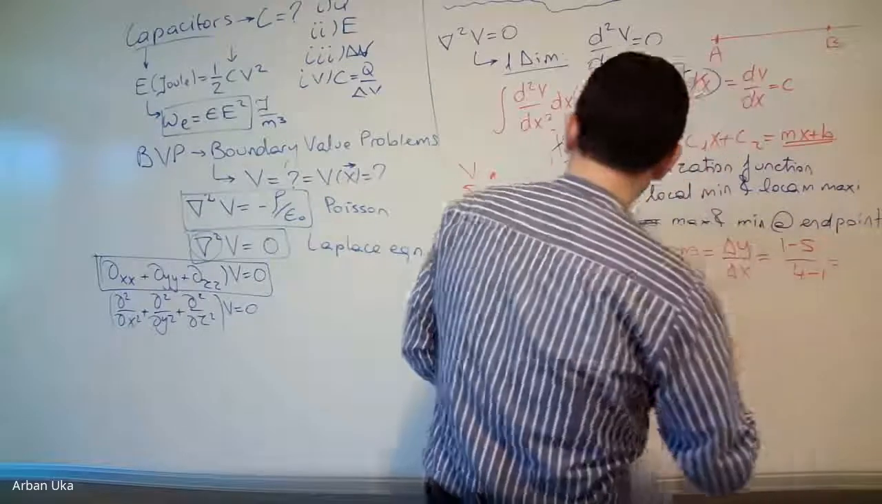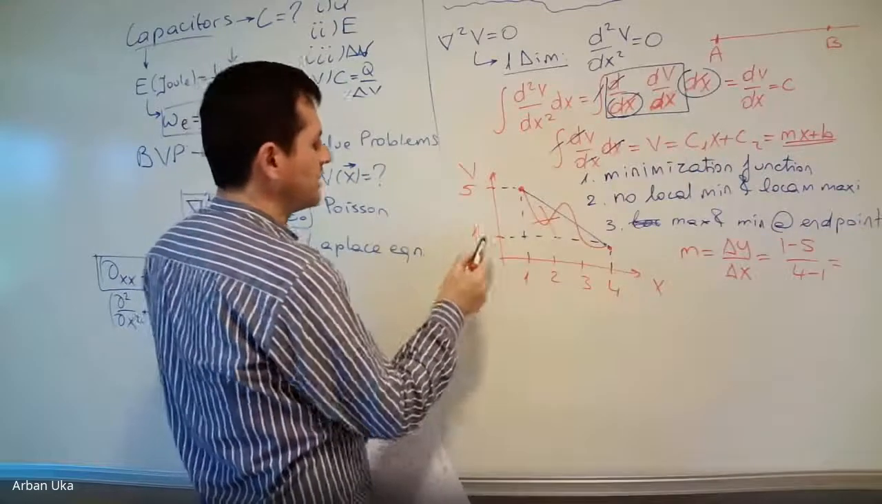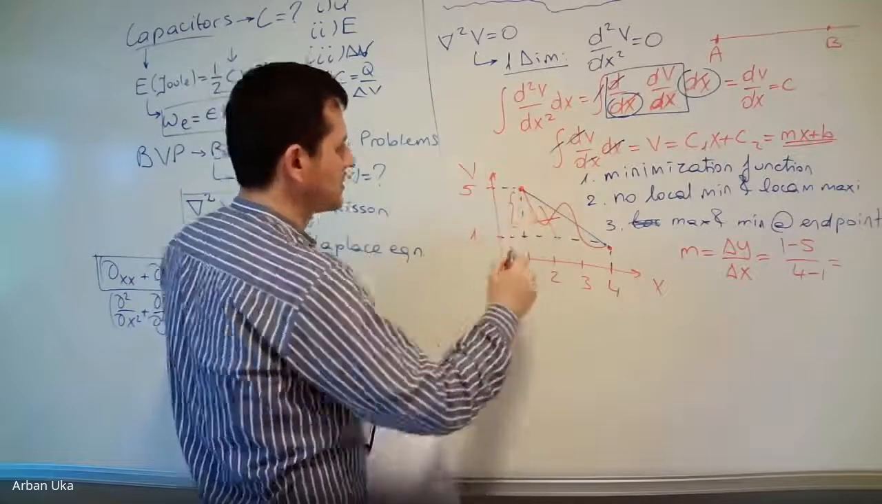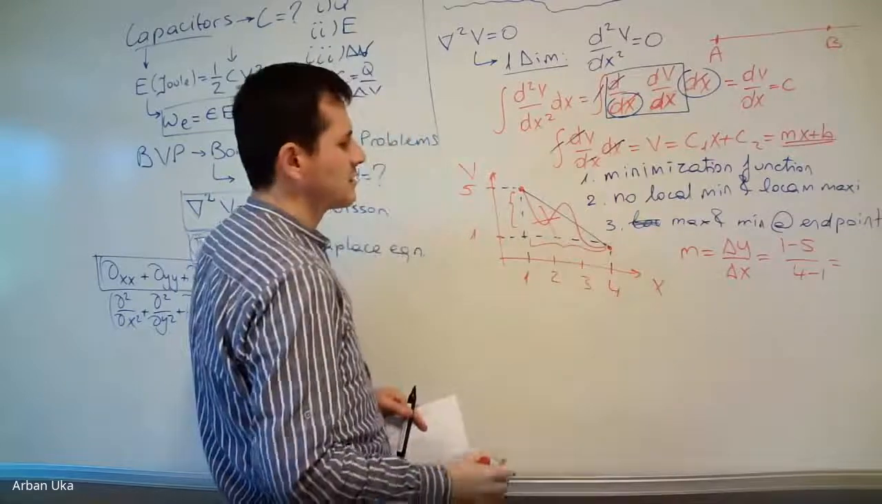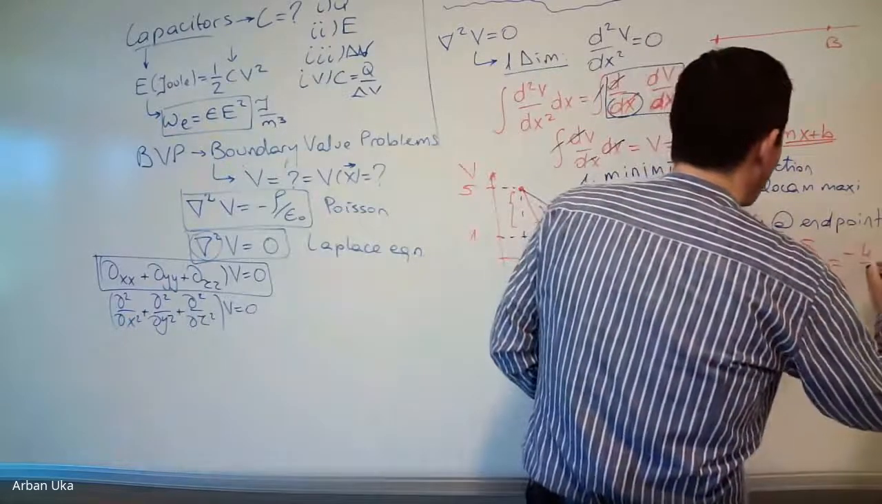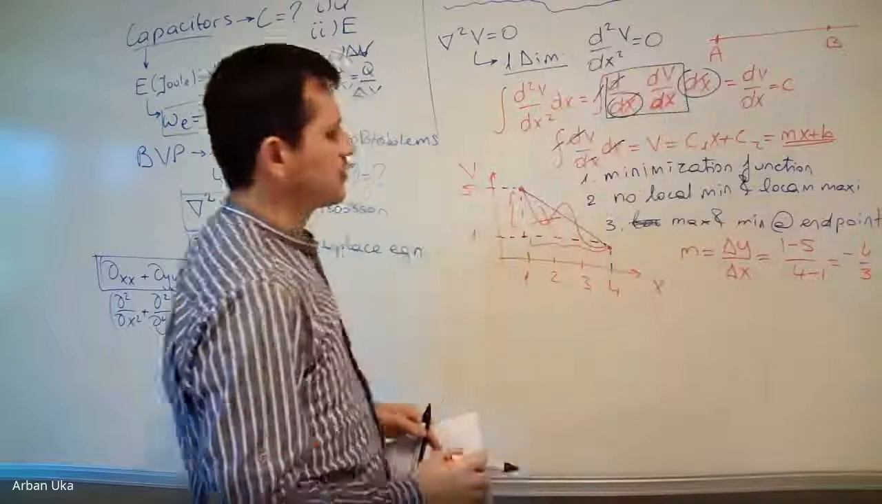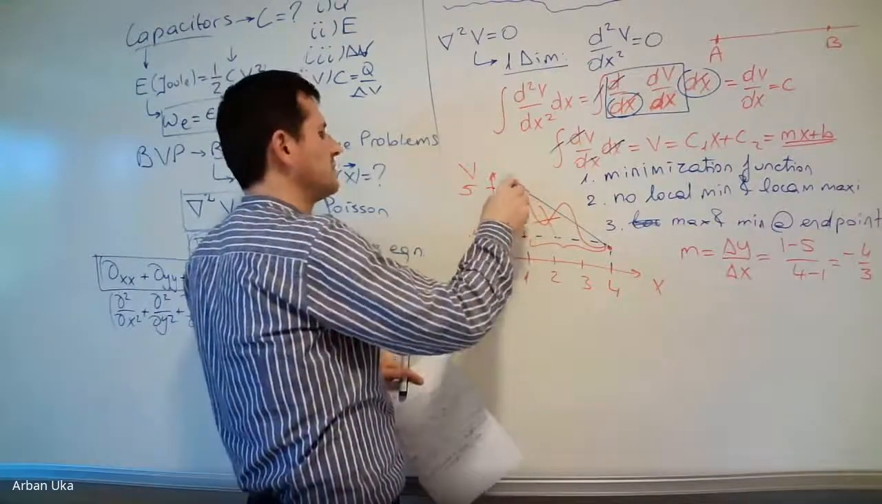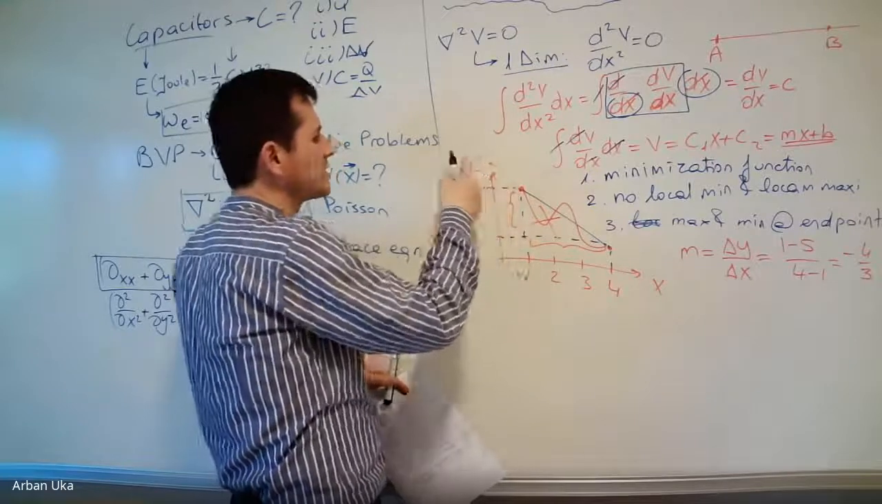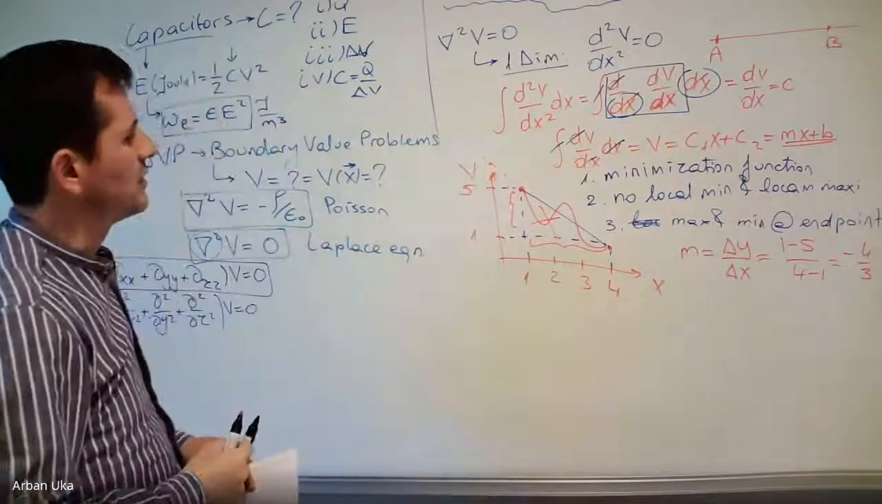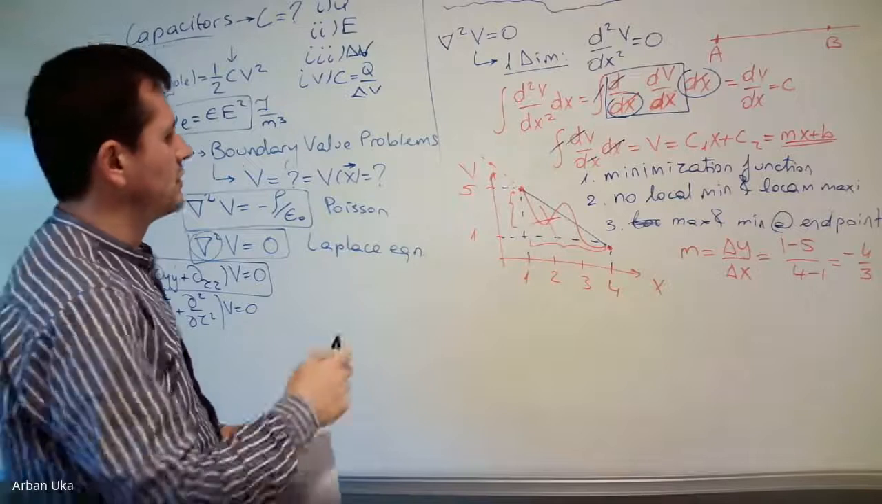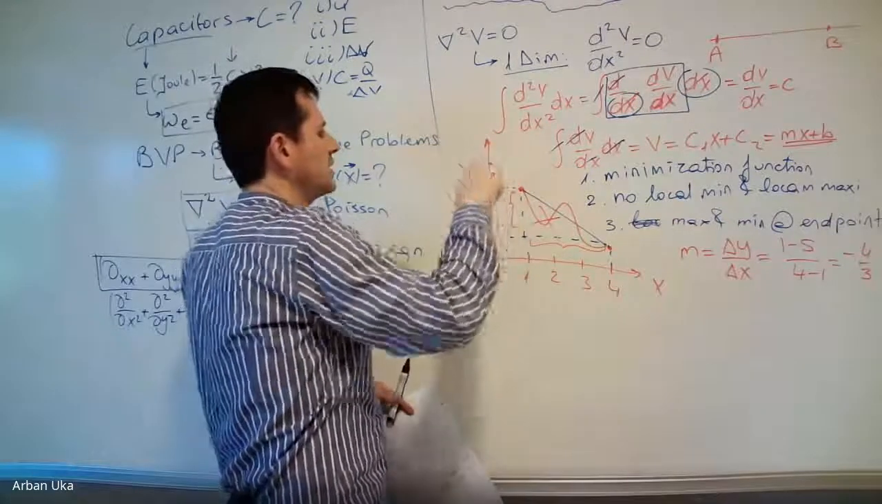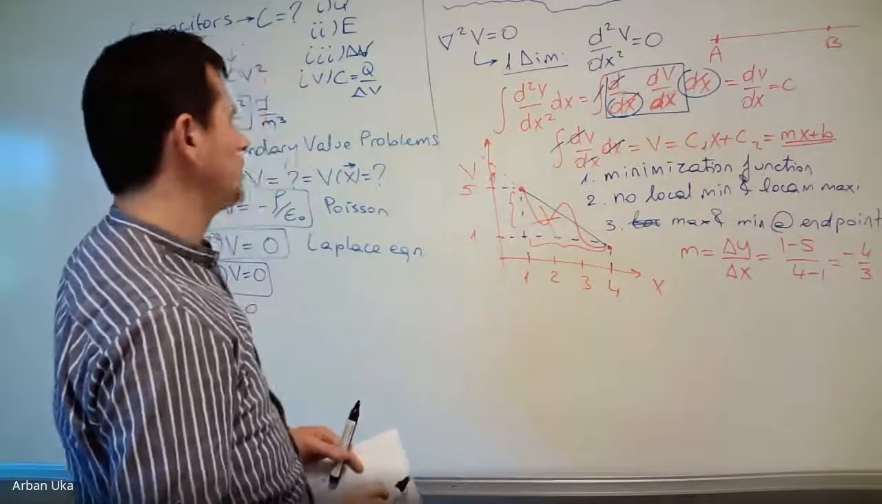4 minus 1, because delta y is this distance and delta x is this distance, so we're talking about minus 4 over 3. So this is the slope. We have a negative slope. You can use some very simple math to figure out where this is going to intersect with the y-axis, and we can use the similarity of triangles.